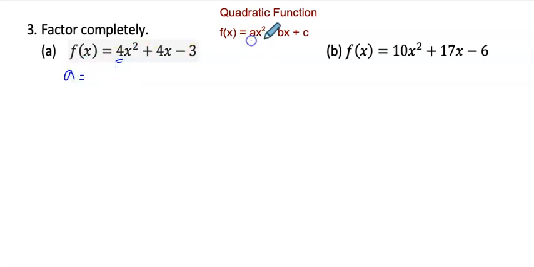And here, what is the value of a? That is ax squared, so 4x squared. A is equal to 4. Bx is 4x, so the value of b is 4. Plus c, there you have minus 3. That's why the value of c is equal to negative 3.